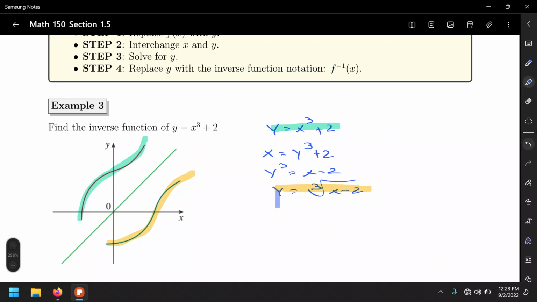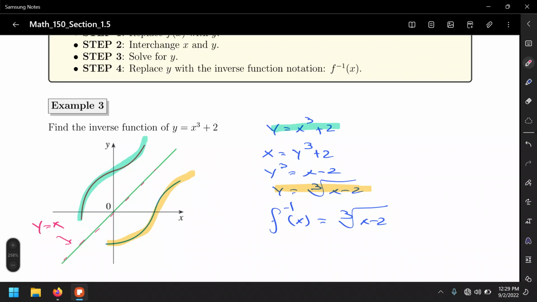So all we do is f inverse of x equals the cube root of x minus 2. Alright, geometrically, did you see how these two graphs have a symmetry? These graphs are symmetric about the line y equals x. So you can think of this diagonal line y equals x as the mirror of those two graphs, of the graph of a function and its inverse.